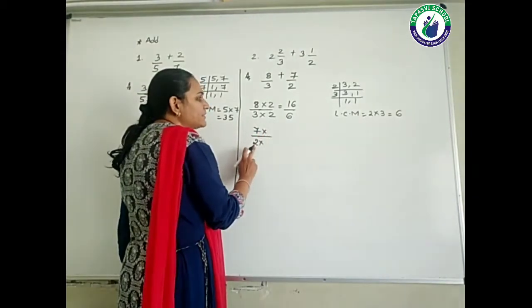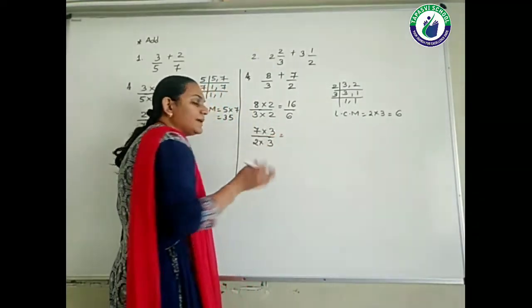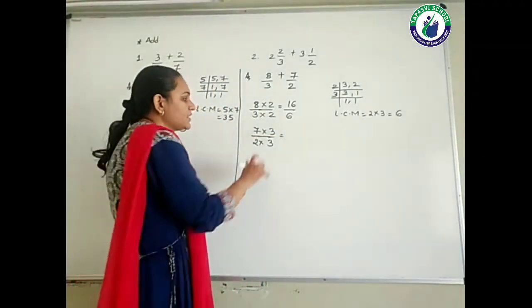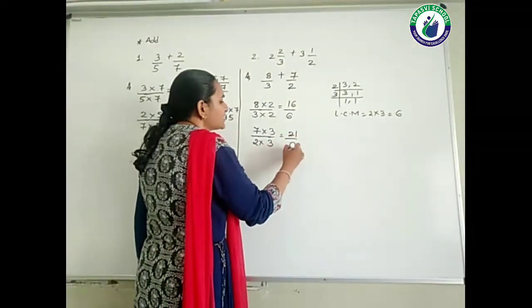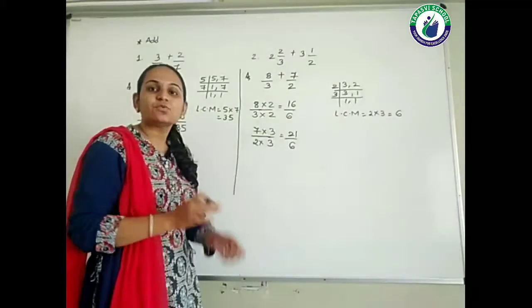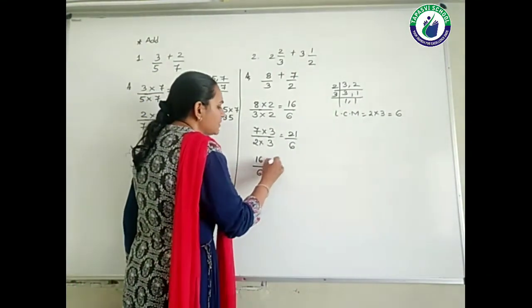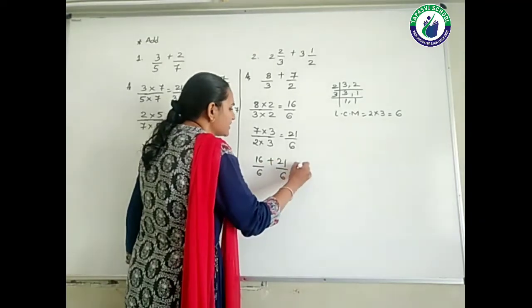Which number do I multiply with the 2 to get 6? That is 3. The same you have to multiply in the numerator also, right? So 7 3s are 21 and 2 3s are 6. Now see, both the fractions have the same denominators, right? So what we can do, we can add them. So 16 upon 6 plus 21 upon 6.